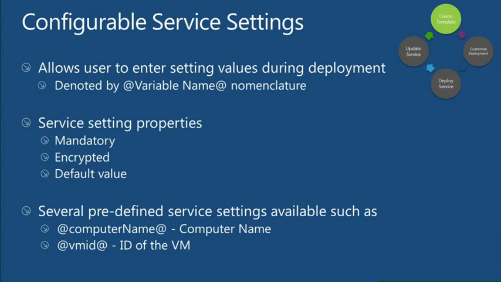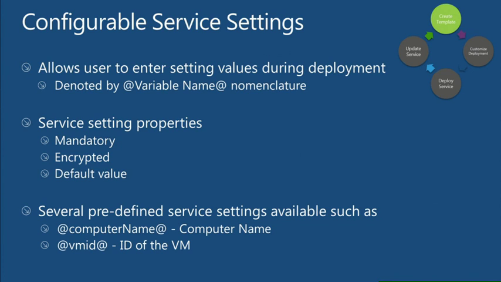Service settings also have properties. So once you've defined these service settings throughout the model, you can mark them as mandatory or optional, as encrypted or not, and you can even give a default value. So maybe you have a web application that has a timeout setting. And in QA, maybe you bump that timeout setting up to 360, and in production, you bump it down to 120. You could give someone a sensible default value of something like 240 and still allow them to override that at deployment time.